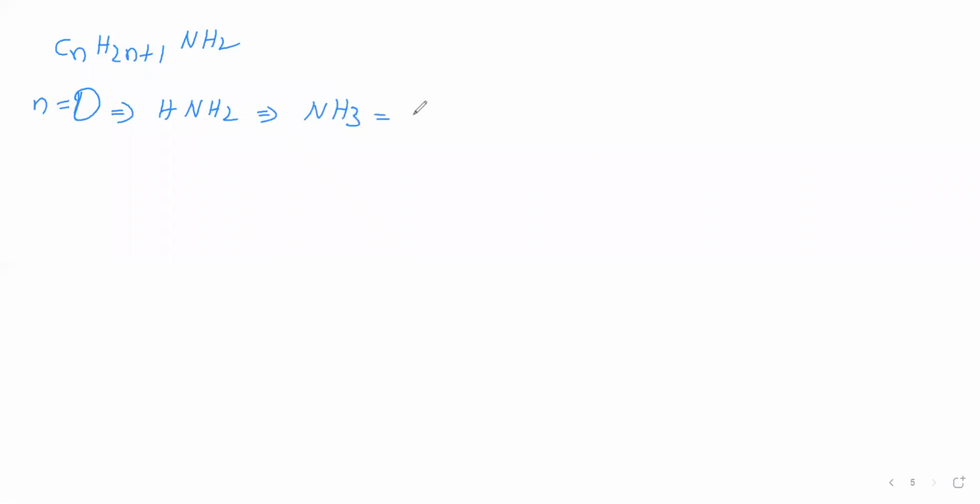What is the name of NH3? Do you know? Ammonia. Ammonia is an inorganic compound. If you dissolve this inorganic compound in water, you will get an aqueous solution of ammonium hydroxide, which acts as a weak base, we can say. Now n is equal to 1, we will take.